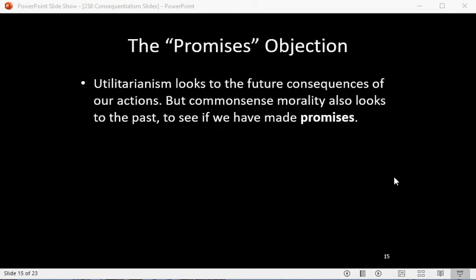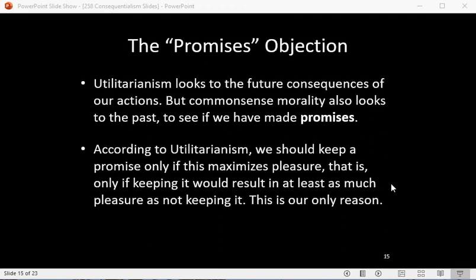There's an important strain of objection to utilitarianism that involves promises and related things that look back into the past. So utilitarianism looks to the future, right? Future consequences of our actions. But common sense morality also looks to the past to see if we've made any promises, or if people have done nice things for us, you might think we're obligated to repay the kindness and things like that.